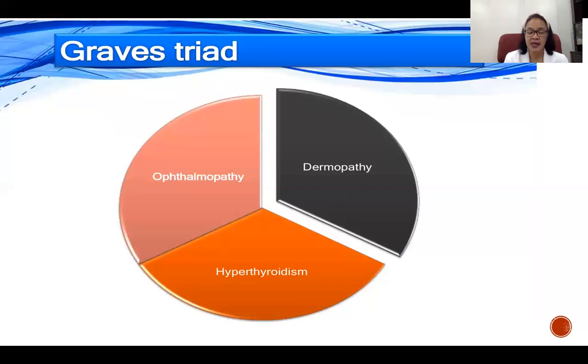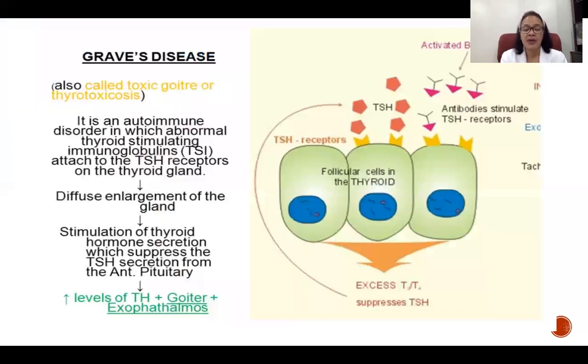So we have this triad. We have the ophthalmopathy, so there should always be the presence of these three manifestations: eye symptoms, skin symptoms, and of course, increase in your thyroid hormones, the presence of hyperthyroidism. So Graves' disease, as you can see here, results from the production of your thyroid stimulating immunoglobulins, or your TSI.